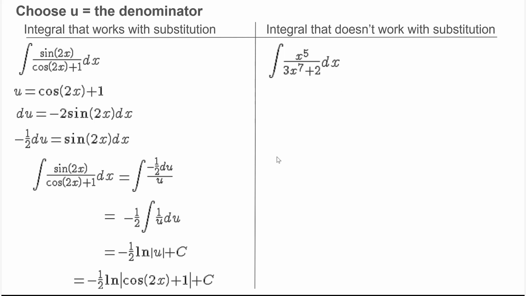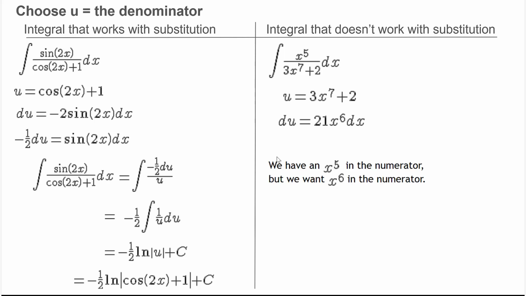And here is an integral that doesn't work with substitution when we have a fraction. In this case we have the integral of x to the 5th over 3x to the 7th plus 2 dx. I'm going to let my u be the denominator, 3x to the 7th plus 2. My du is going to now be 21x to the 6th dx, and we have an x to the 5th in the numerator of the integrand, but we don't want an x to the 5th, we want an x to the 6th in the numerator, so this one's not going to work.